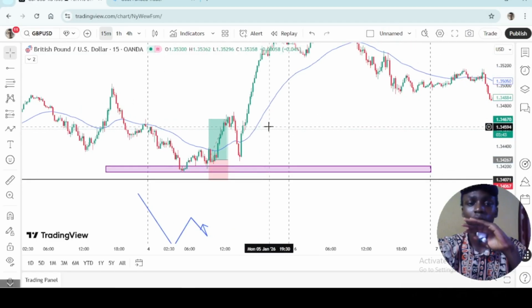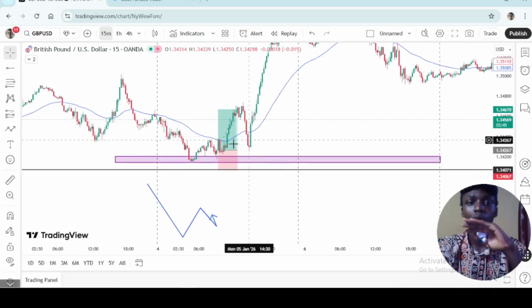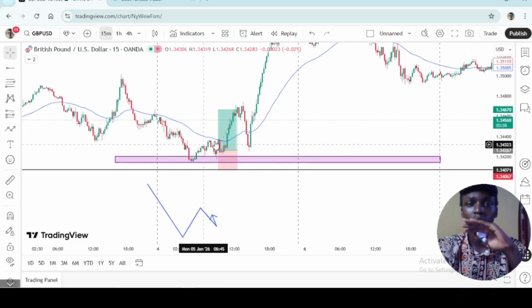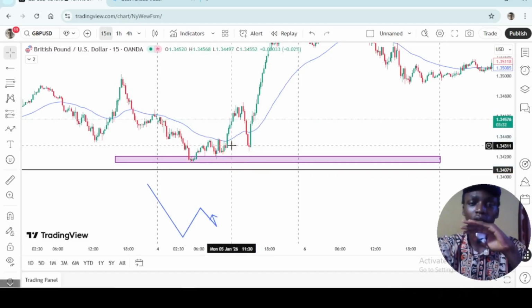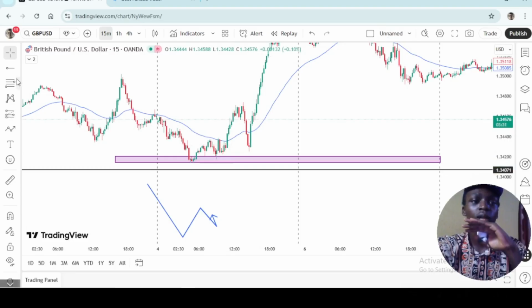So this is how you are going to be using your retest strategy. Let's say you enter right here, when it breaks this place. You are not going to get a good reward ratio. So this occurred in the London session. I'm still going to explain the retest strategy back to you.